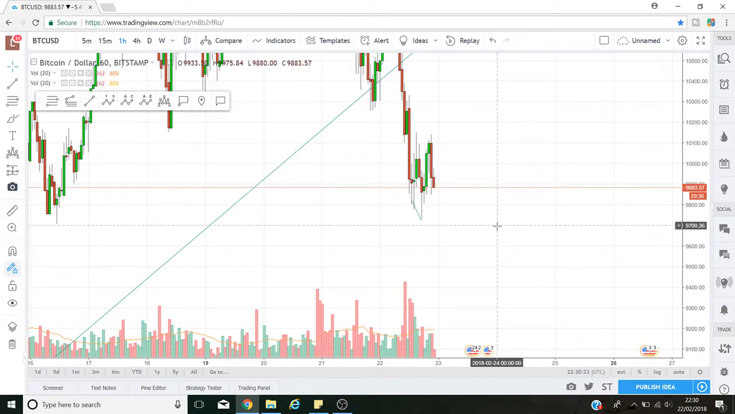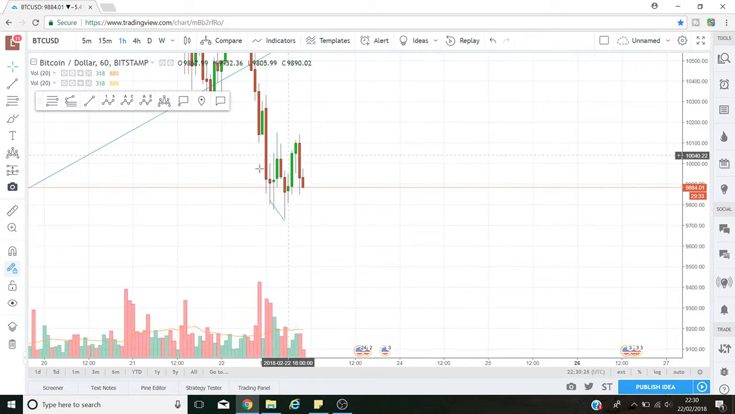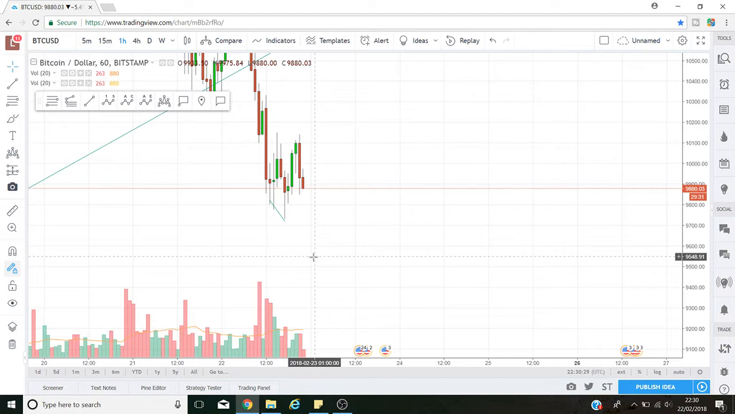Alright, so that's an intraday breakdown on Bitcoin, explaining this setup here, this trade, and yeah, let's see what we can wake up to tomorrow.